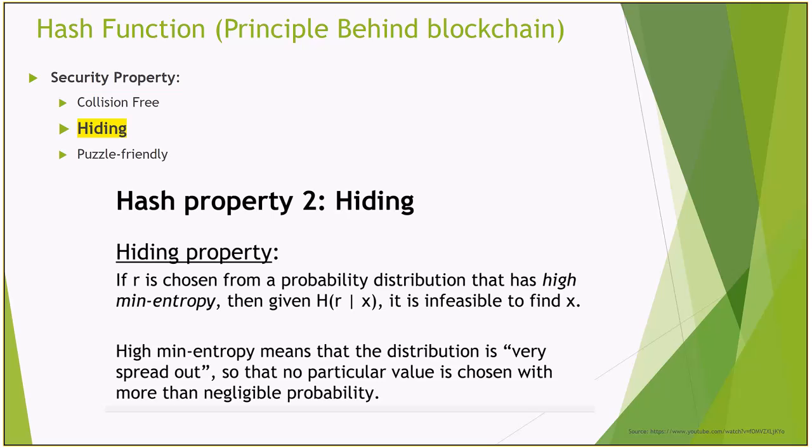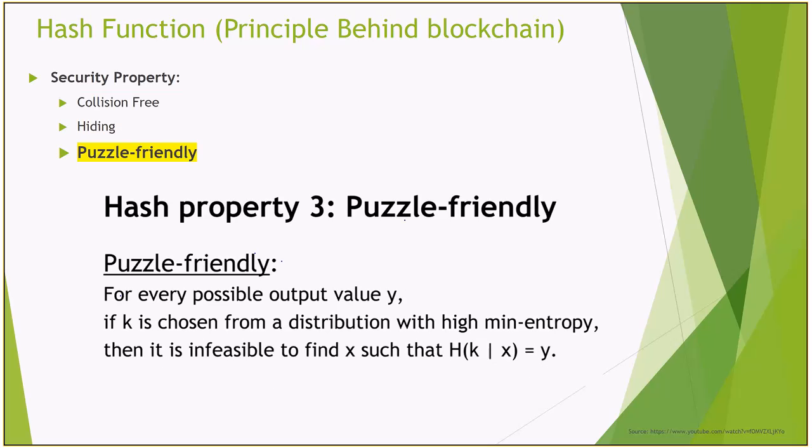There are other properties for the hash function as well, which is hiding. What it basically does is, if R is chosen from a probability distribution that has high min entropy, that says that given H(R || x), it is infeasible to find x. In layman's language, if you are hashing a number by concatenating R with x, it is very difficult or infeasible to find back what it was created from. The third is puzzle friendly.